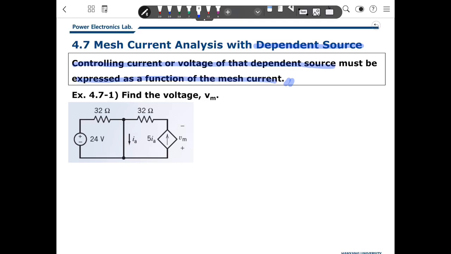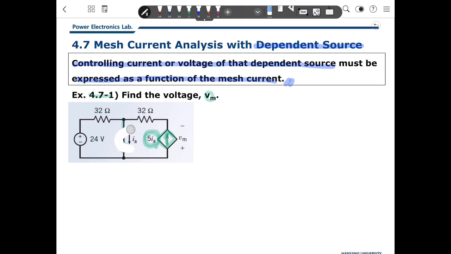Okay, I will give you an example. It is problem 4.2. The problem is to find Vm using the mesh current. As you see, Vm is the voltage of the current source, but the current source is a dependent current source here. The current over here is proportional to Ia, the current going through here. This is 5 Ia. So what should we do? We have to write that value, the 5 Ia, in the mesh current.